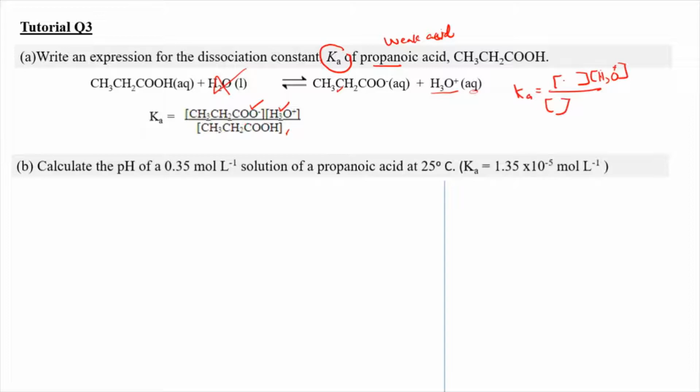Now, we need to calculate the pH for the 0.35 mole per liter, which is the same meaning as molarity, for the propanoic acid at 25 degrees Celsius. So the Ka is given to be 1.35 times 10 to the power of negative 5 mole per liter. Okay, and from here, since we need to find the pH, we know that we need to know the concentration of the H3O plus. So from here, as usual, we need to use the ICE table because it is a weak acid.